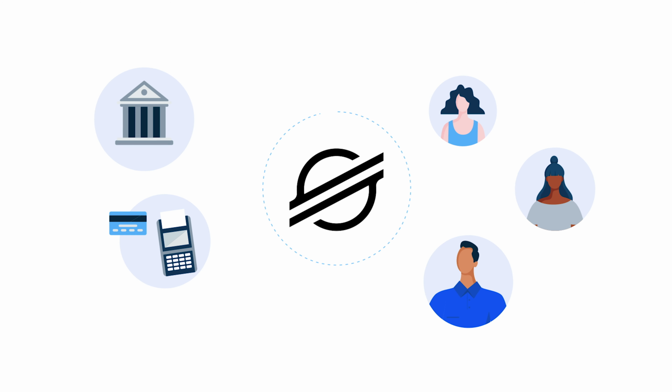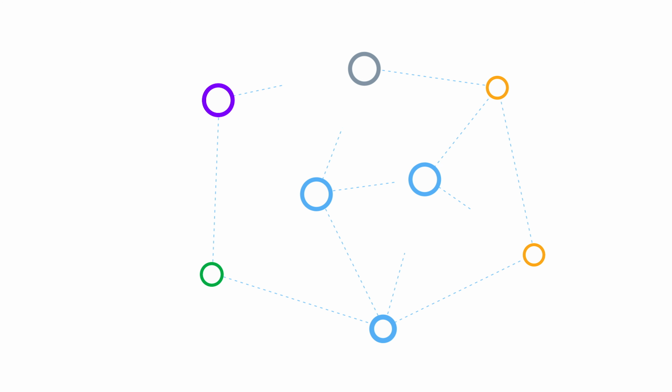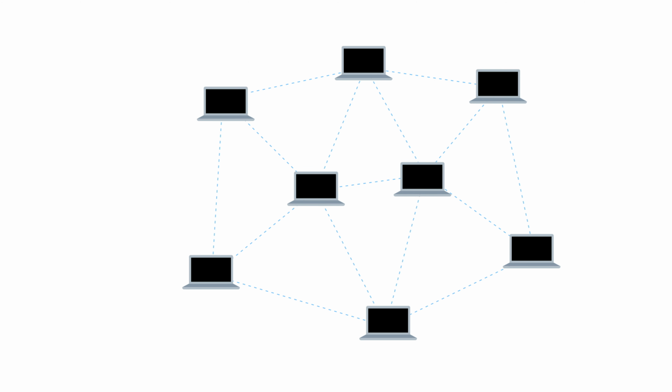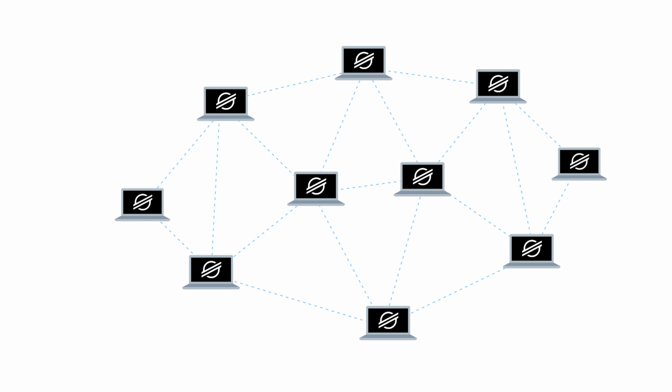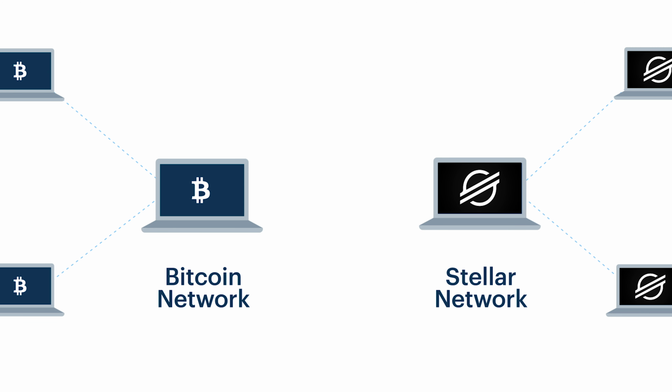Stellar is a platform that connects payment systems and people. It's a decentralized network, meaning no single company has the power to turn it off. Stellar's decentralized network is made up of all the independent computers that run Stellar software. Anyone can join. Stellar's network is different from Bitcoin's in a few key ways.